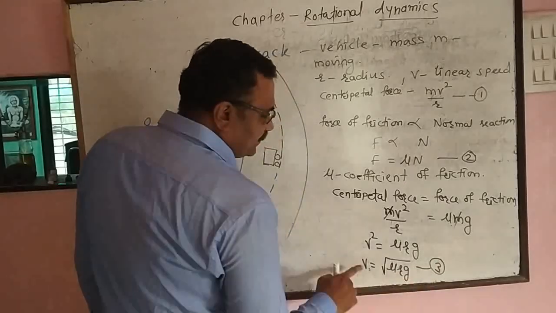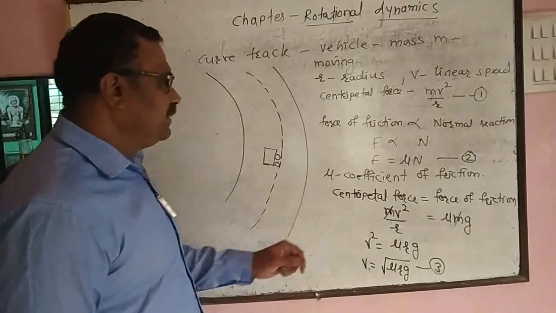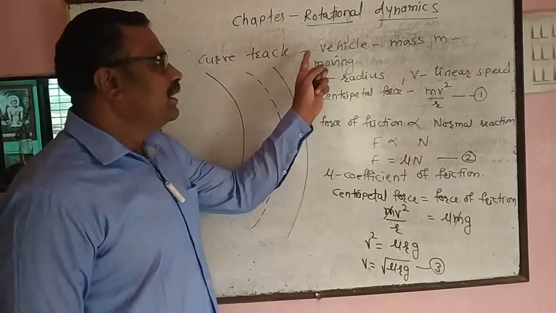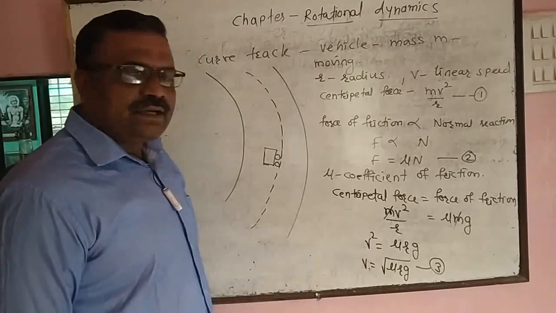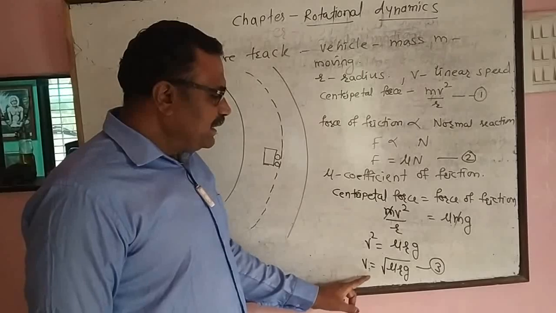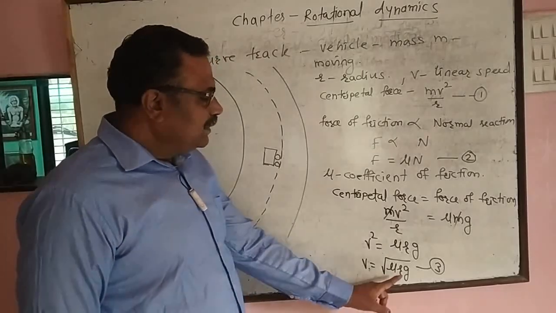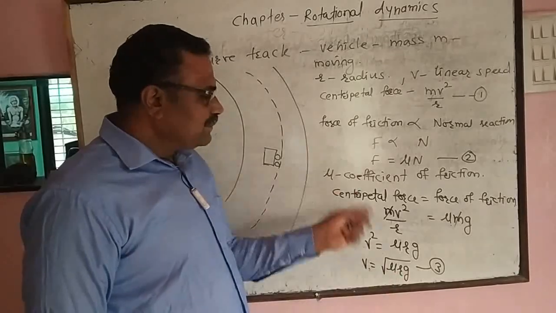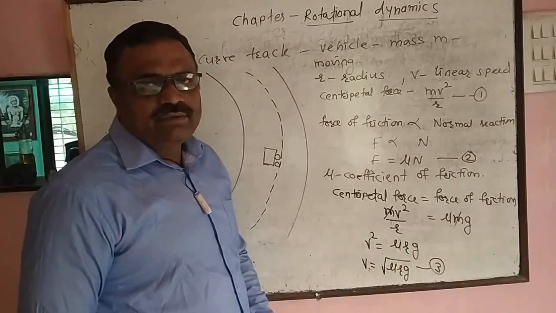This is the maximum safety speed limit with which a vehicle can be driven along the curved track. Now from this equation, we observe the maximum safety speed limit depends upon the coefficient of friction. It depends upon the radius of the circular path as well as on the acceleration due to gravity.